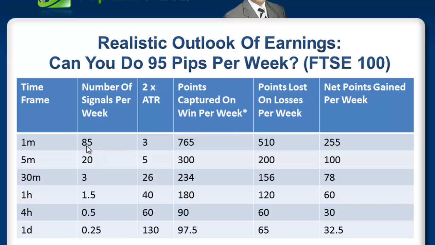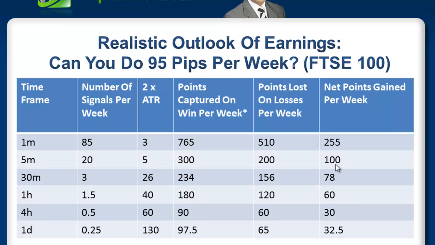And the points we lose, if we hit all of those 85 signals, half of which will be winning, which is when we do 3 times our average true range, half will be losing, which is when we lose 2 times our average true range. This is what it works out at. So the net points gained per week on a 1 minute chart will be 255, well above our 95 pips per week.